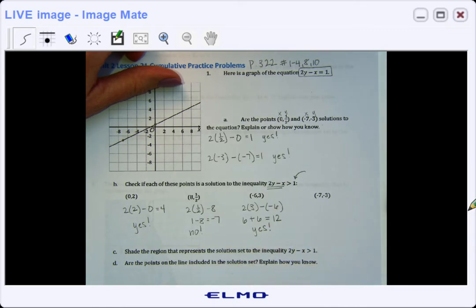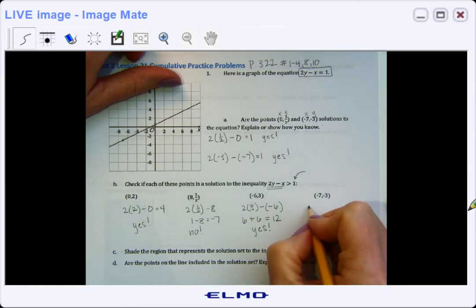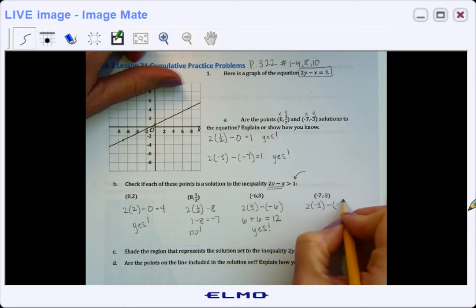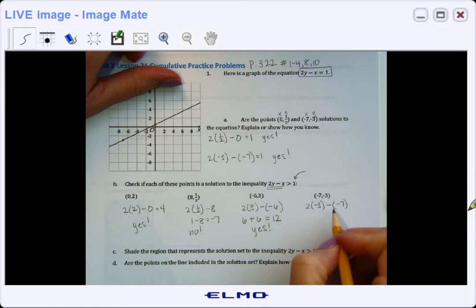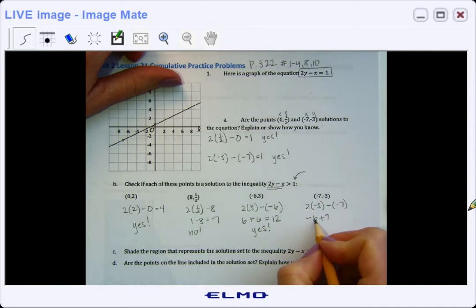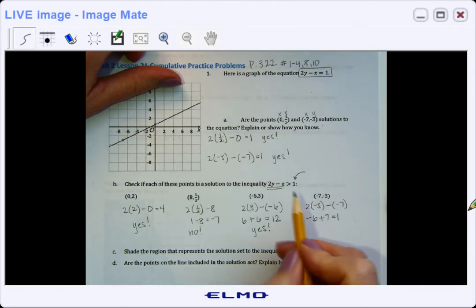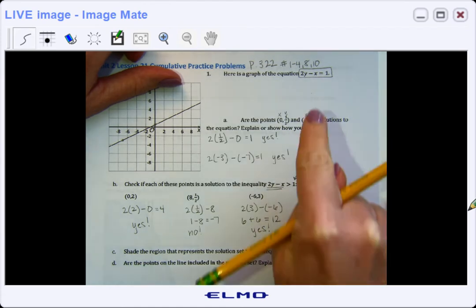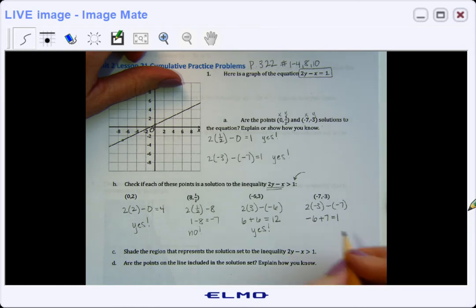And then finally, -7, -3. So 2 times -3 minus -7. So 2 times -3 is -6, minus -7 really is plus 7, and -6 plus 7 is equal to 1. So equal to 1 is not the same thing as greater than 1. So even though it makes the equation true at the top, it doesn't make the inequality true. So this one is a no.